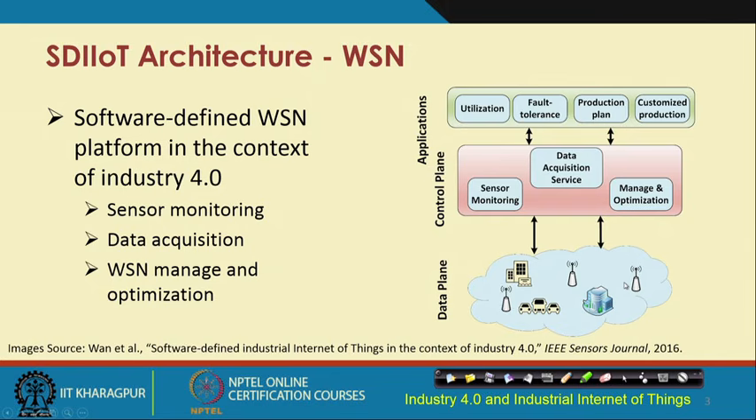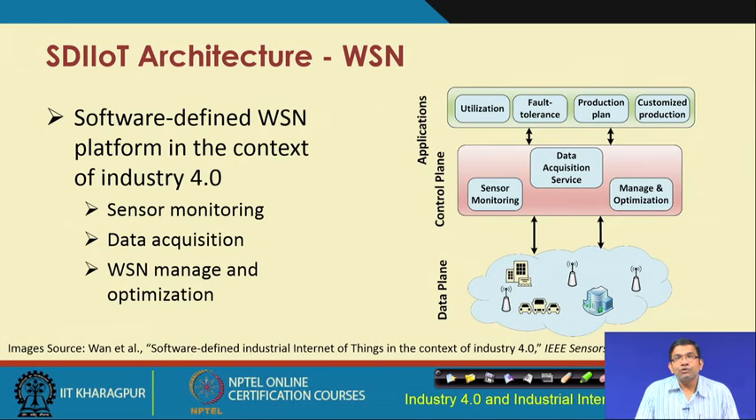So, first let us start with the sensor network. Sensor networks, sensors etc. are key to IoT and IIoT. If we are talking about virtualization, the software defined sensor network platforms, that means the existing sensor networks you want to make them software defined. If you want to do that, what you need to take care of is basically issues of number 1 sensor monitoring, number 2 data acquisition, and number 3 management and optimization of these sensors and sensor networks.